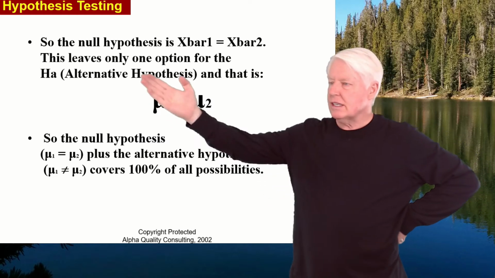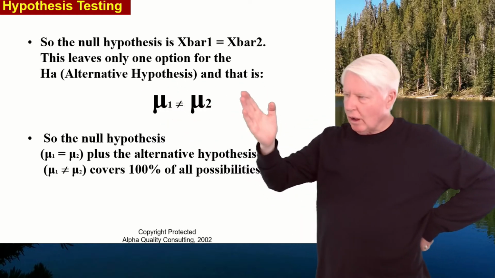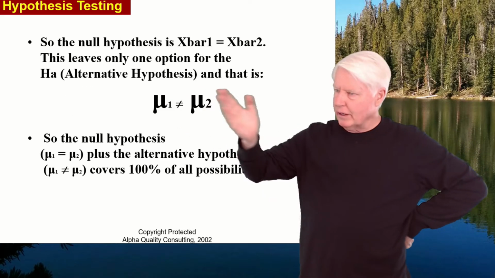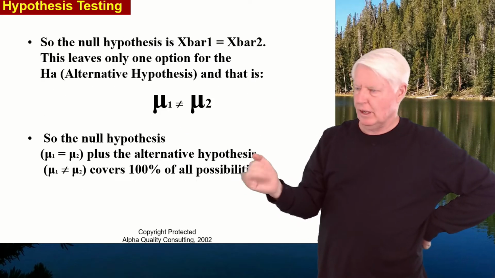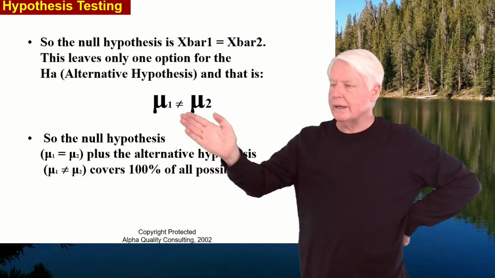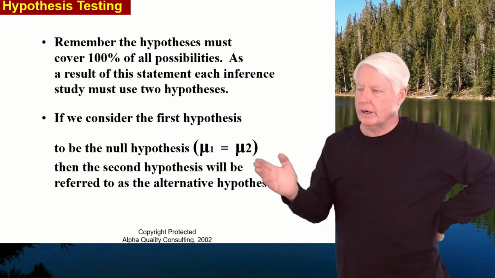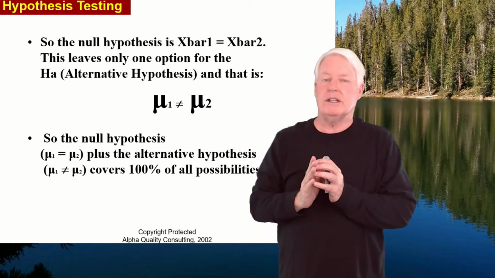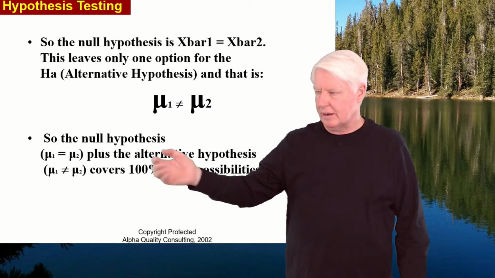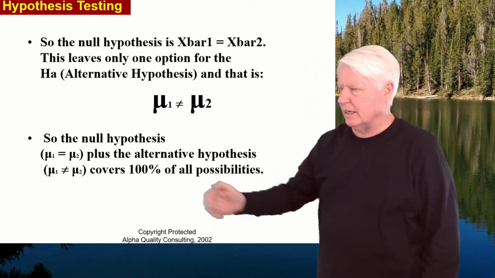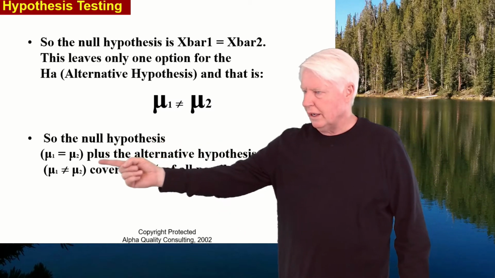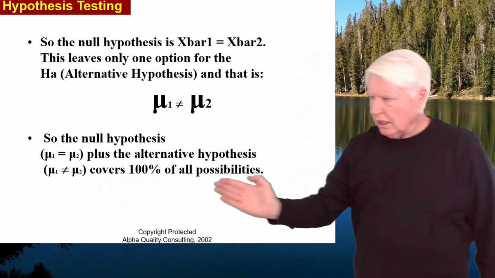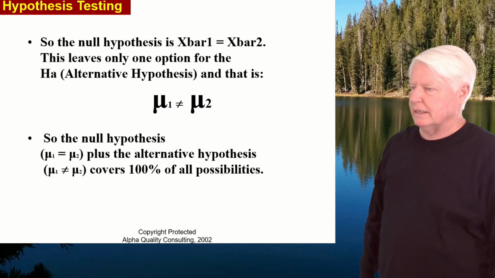Very good. This leaves only one option for the alternative hypothesis. Remember, this is the null, equal. Then the alternative hypothesis for this null hypothesis will be mu 1 does not equal mu 2. So there you have the null hypothesis and the alternative hypothesis. You put those together, it covers 100% of all possibilities, which is what it says right here. So the null hypothesis, mu 1 equals mu 2, plus the alternative hypothesis, mu 1 does not equal mu 2, covers 100% of all possibilities.